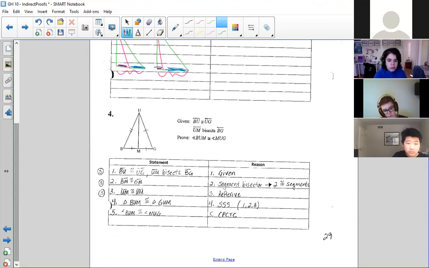Segment bisector, reflexive side, side, side, side. Pretty straightforward. You can say bisector. Yes.